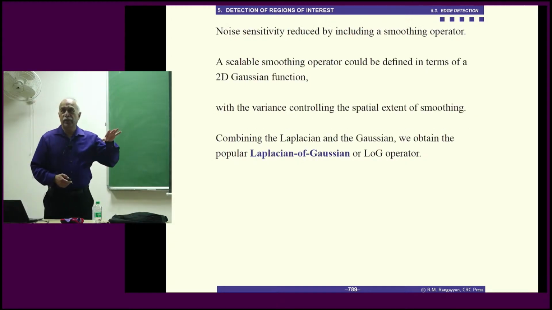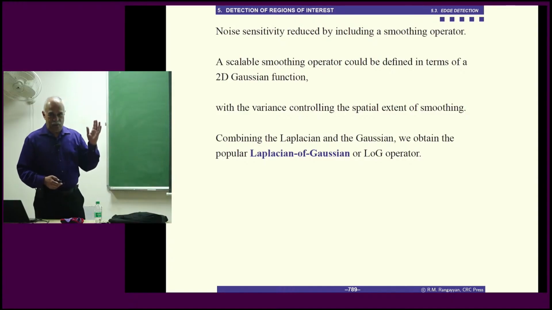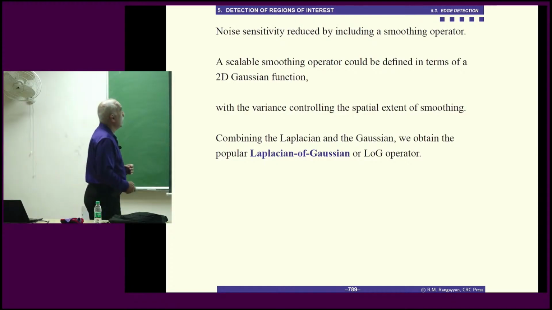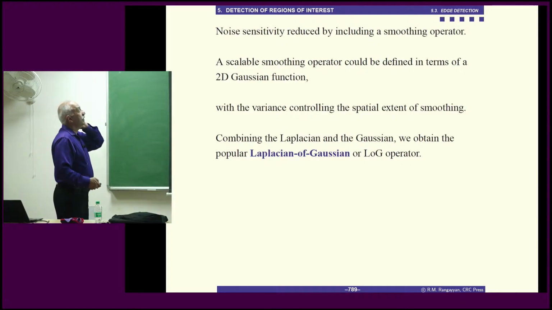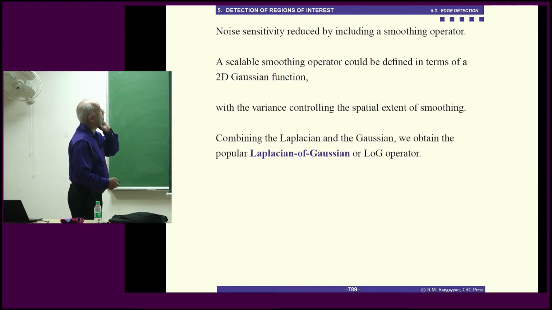So here we are viewing edges as regions of interest. They can be combined to detect an object later if you wish. Noise sensitivity is another issue. So include a smoothing operator. What is a smoothing operator?